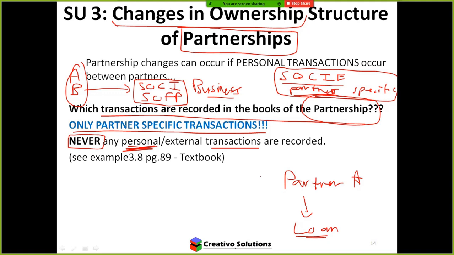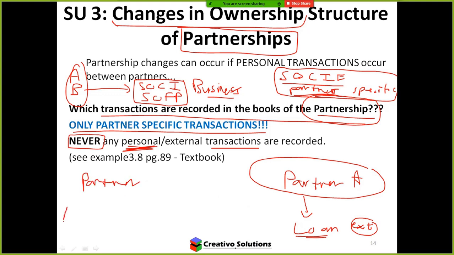All right. So just remember, whatever's business is business. Whatever's personal is personal. If partner A is going to take out loans in their own capacity, it's their own loan. It's not the partnership's loan. That's a separate loan. This could be a loan from an external bank.